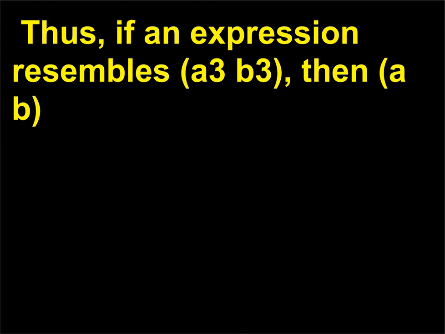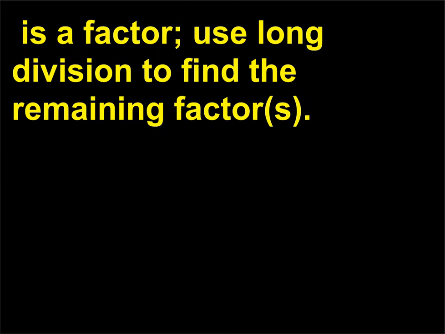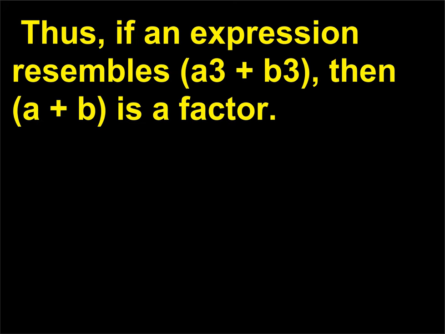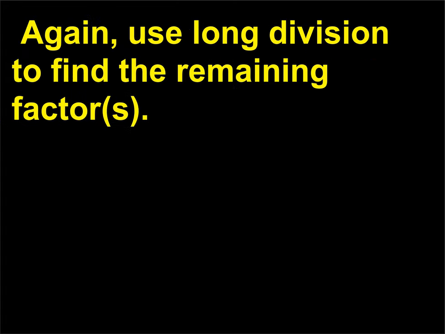Thus, if an expression resembles a^3 - b^3, then (a - b) is a factor; use long division to find the remaining factor(s). The sum of cubes takes the form of a^3 + b^3, and can be factored into (a + b)(a^2 - ab + b^2). Thus, if an expression resembles a^3 + b^3, then (a + b) is a factor. Again, use long division to find the remaining factor(s).